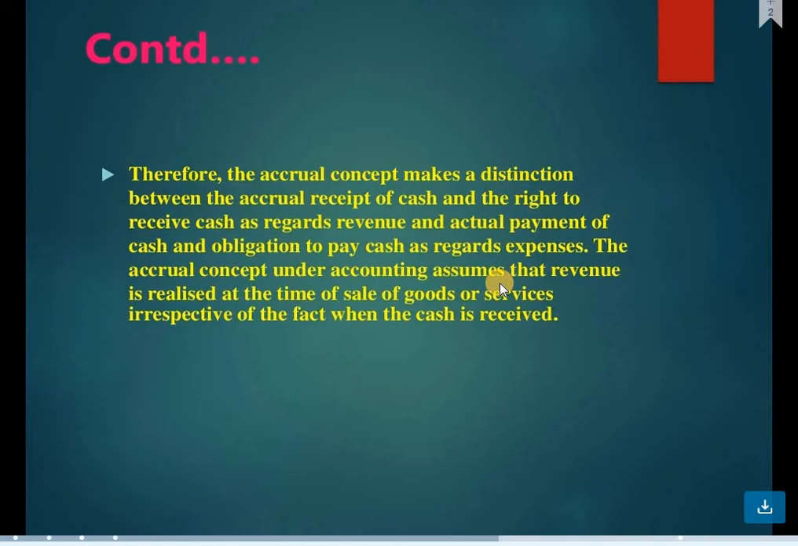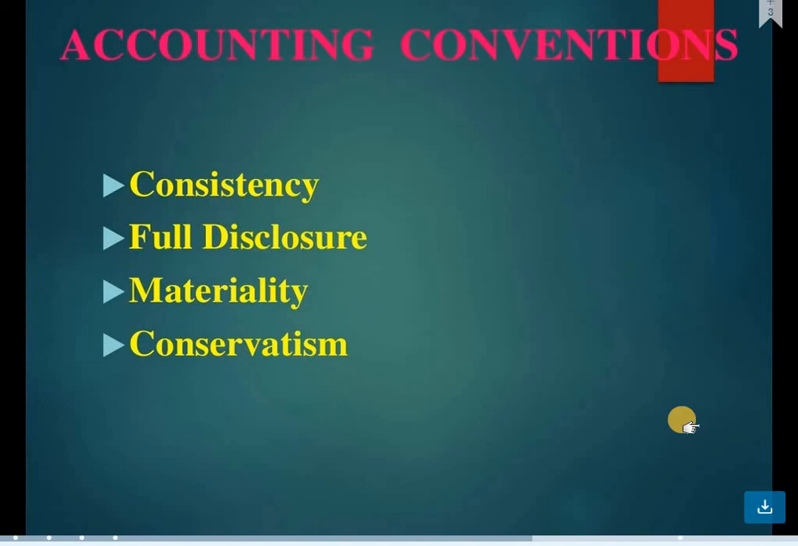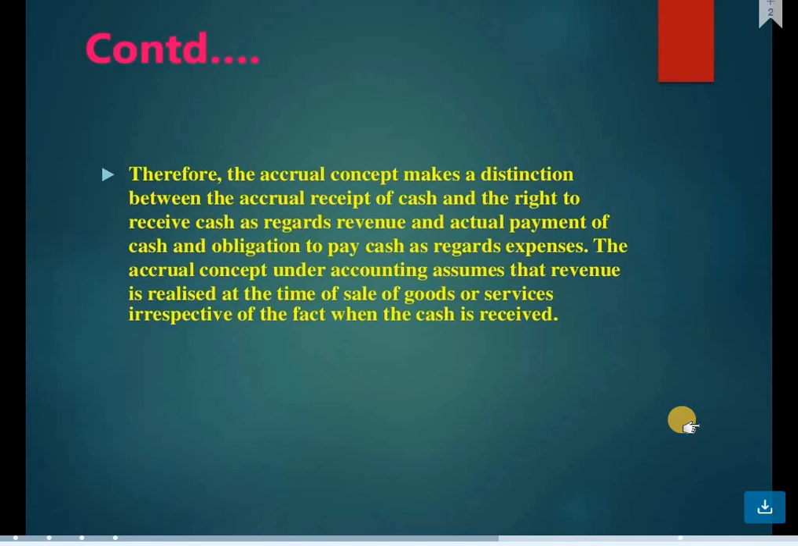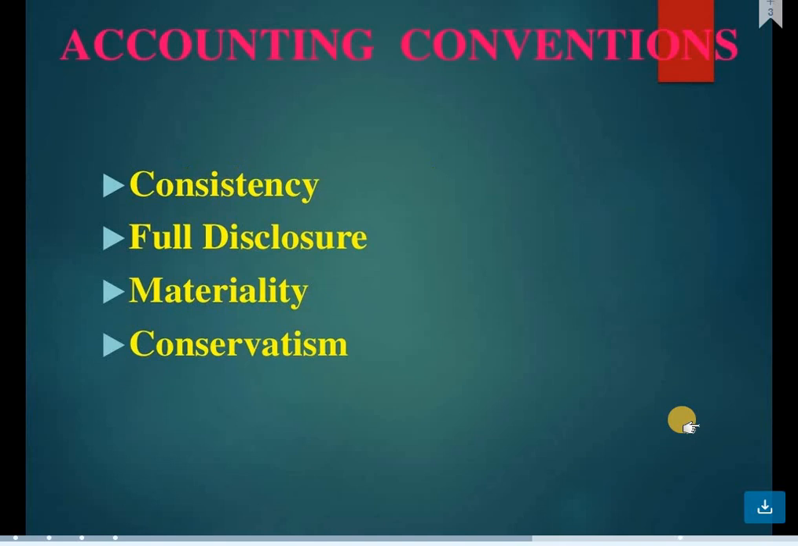The accrual concept under accounting assumes that revenue is realized at the time of sale of goods or services, irrespective of when cash is received. So whether it is received or not received, it goes on to the next accounting period. These are a few accounting concepts. We have accounting conventions coming up in the next part of the video.